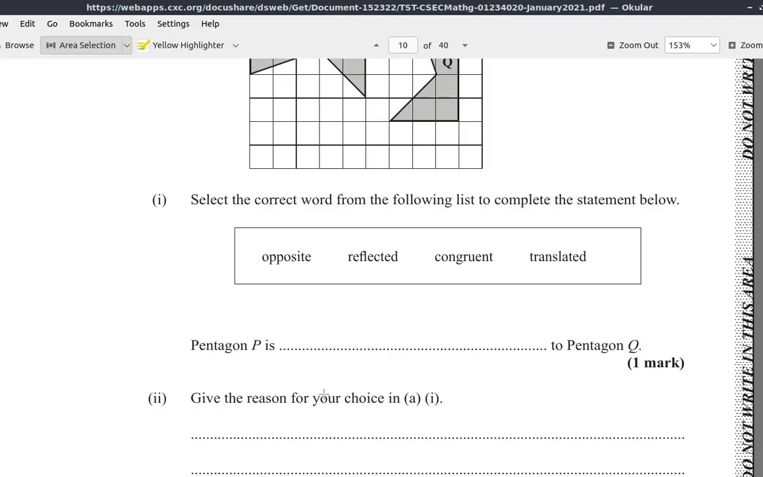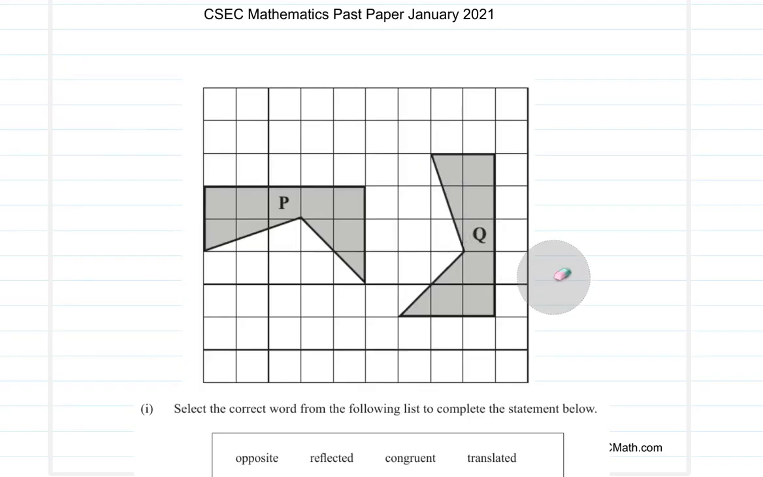Now, give a reason for your choice in A1. Well, I've actually explained the reason. All corresponding sides and all corresponding angles are equal. Even though one of the pentagons is turned, is rotated, they are still congruent. Alright?